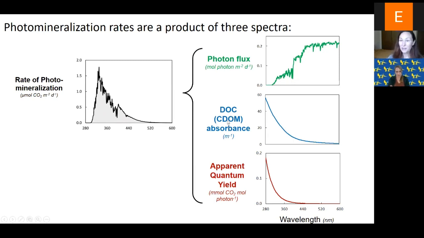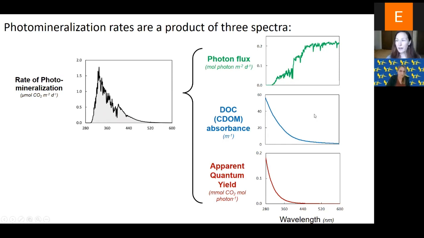The second spectrum is the absorption spectrum by the DOC, or by the chromophoric light absorbing fraction of DOC called CDOM. How much DOC is there in the water column to absorb light at all these wavelengths. And then finally, the third spectrum is the apparent quantum yield spectrum. So that's just the yield of, in this case, carbon dioxide produced per mole photon absorbed by DOC, again, as a function of wavelength. So if you multiply these 3 spectra together, what you get is this action spectrum here. That's the water column rate of photomineralization in micromoles of carbon dioxide per meter squared per day, again, as a function of wavelength. And if you take the area under the curve, or you sum up all these values, you would get the total daily rate of photomineralization in the water column.